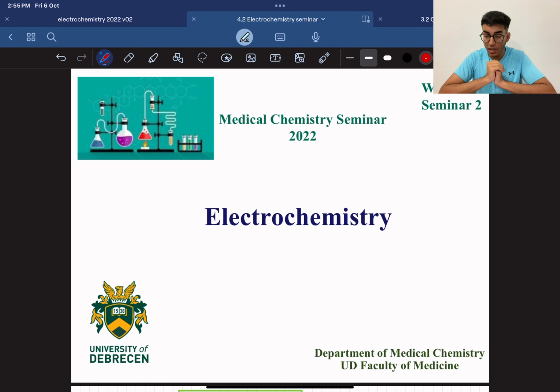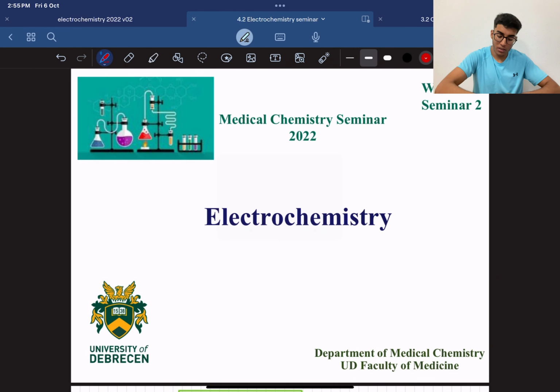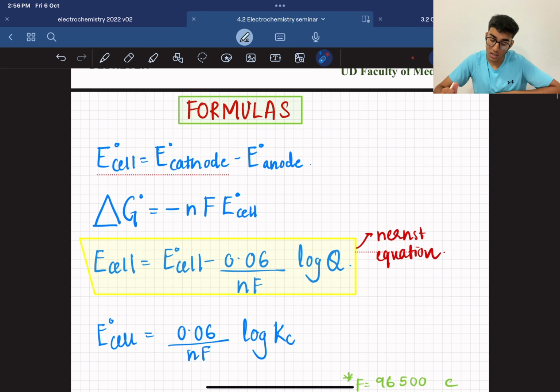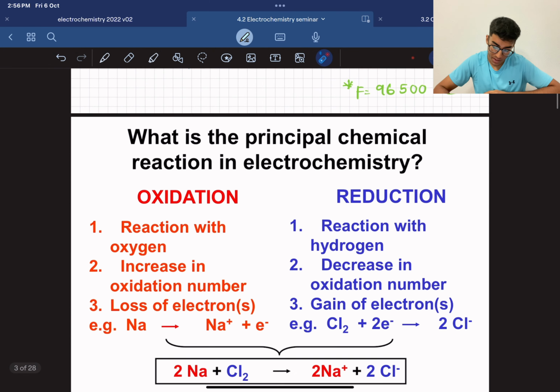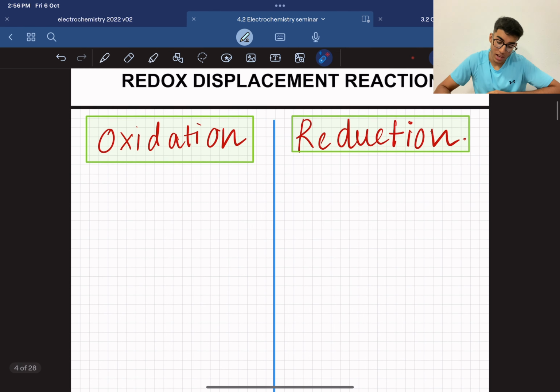But thankfully, these topics are light. If you know the formulas and if you know the concepts, it's pretty easy. Not like the other topics. Okay, so let's jump straight into it. First of all, these are some formulas just like last time, but now we're not going to look at them. Let's move on. Okay, principal reactions in electrochemistry.